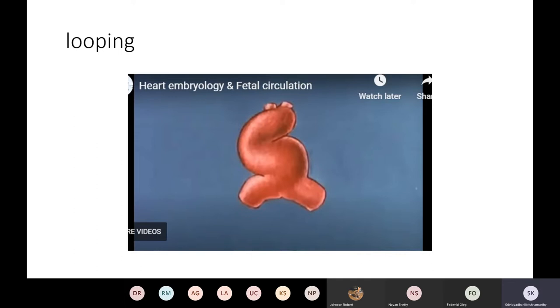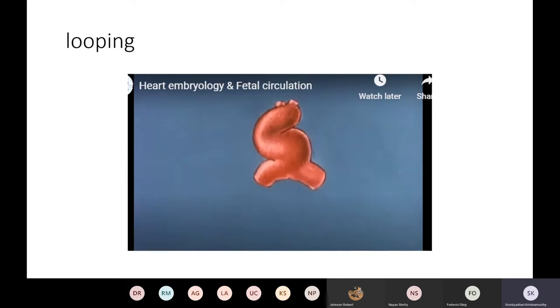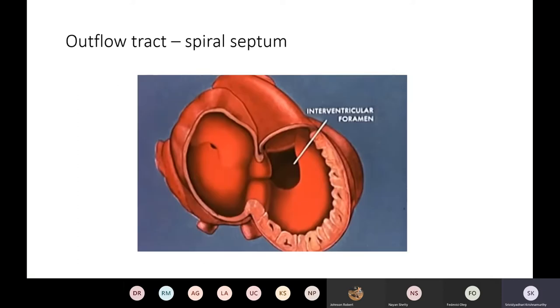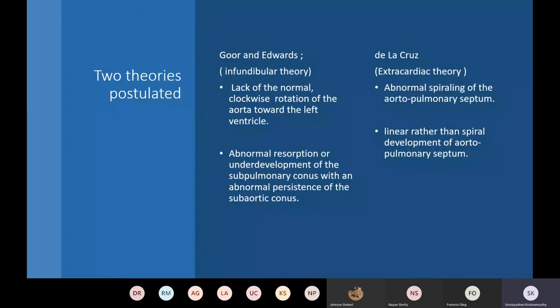Okay. So I thought that was going to be very helpful in understanding how TGA ends up happening. Sorry, I've got a few extra slides just in case that didn't work.